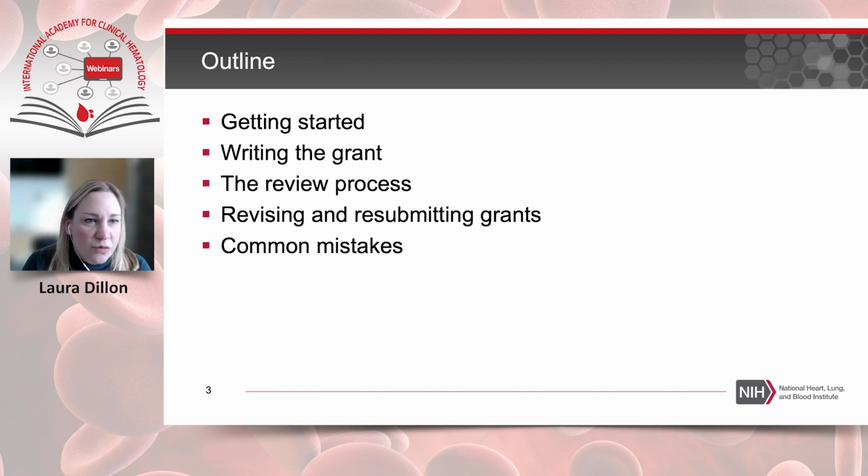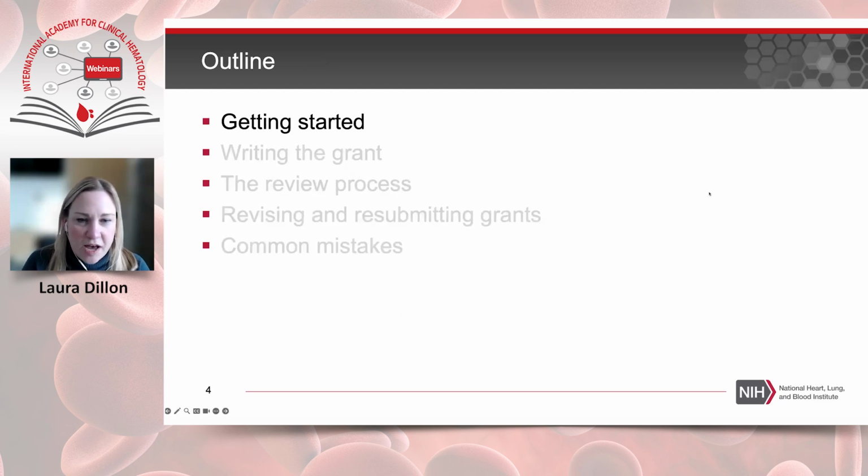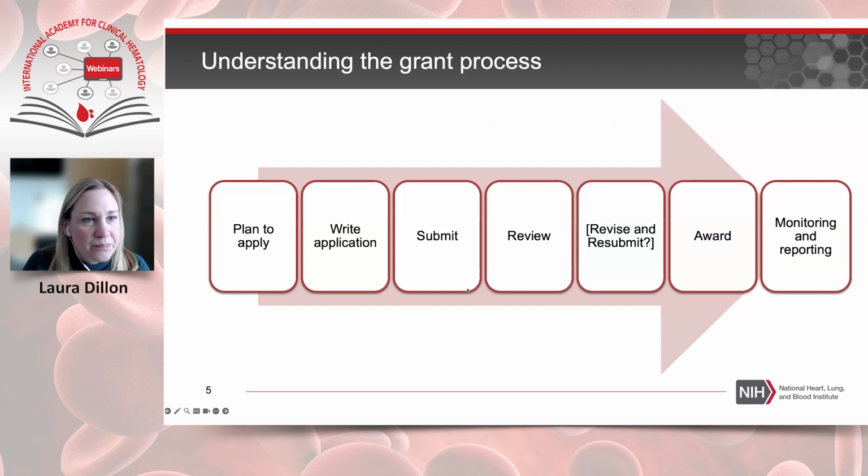So here's an outline of what I'll talk about today. First, we'll start with how you get started with writing and deciding to apply for a grant, then go into the meat of writing the grant, then the review process, revising and resubmitting your grant, and ending with some common mistakes that people make.